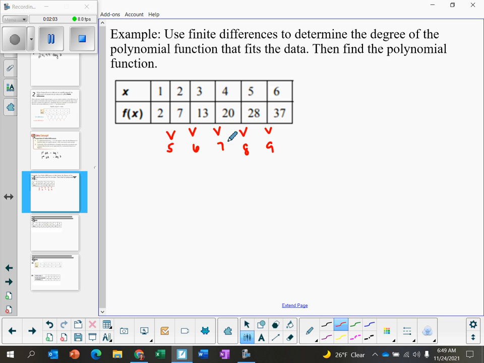So the first differences are not in common, right? They're all different. So now I'll go to second differences. To get from 5 to 6, up by 1. 6 to 7, up by 1. 7 to 8, up by 1. And 8 to 9, up by 1. So the second differences are common, which means it's a degree of 2.